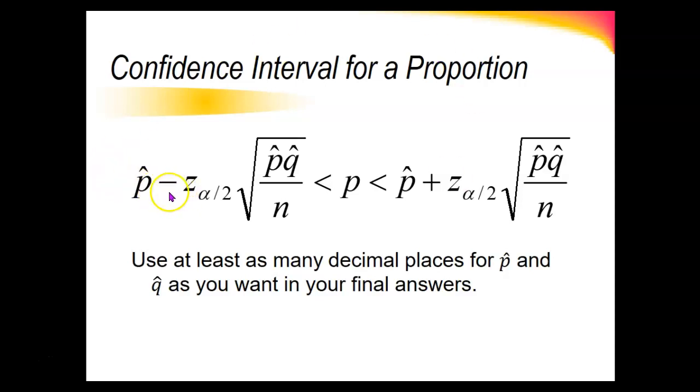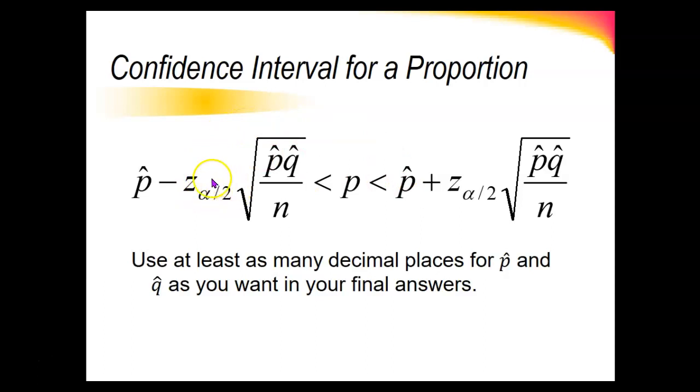Remember the order of operations. The minus or the plus happens last, after you do all of these other operations, the multiplication and the division and the square rooting. If you just put it all into a calculator that knows about the order of operations, it should do it correctly.